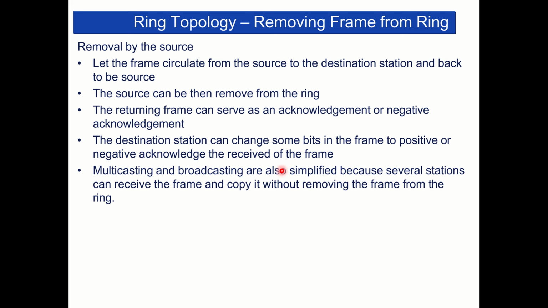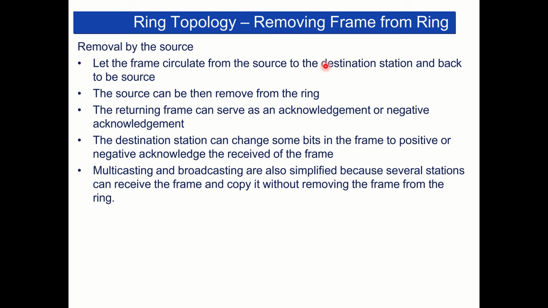Now we have another method to remove a frame from the ring, which is removal by the source. Let the frame circulate from the source to the destination station and back to the source, so the source can then remove it from the ring. The returning frame can serve as an acknowledgement or negative acknowledgement. So even though the frame has arrived at the destination, it needs to circulate back to the source, and the one who removes the frame is the source.